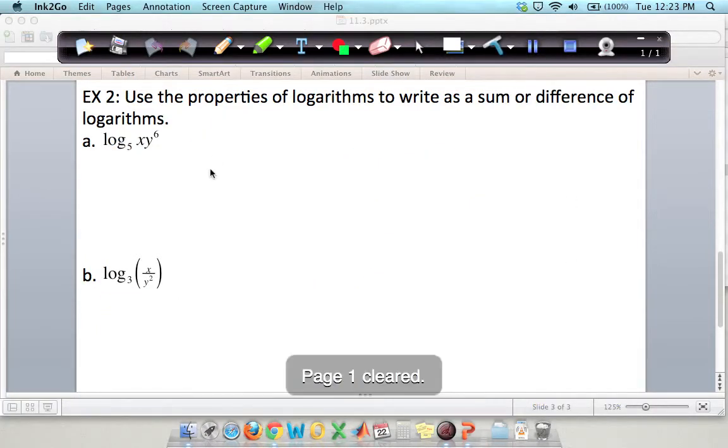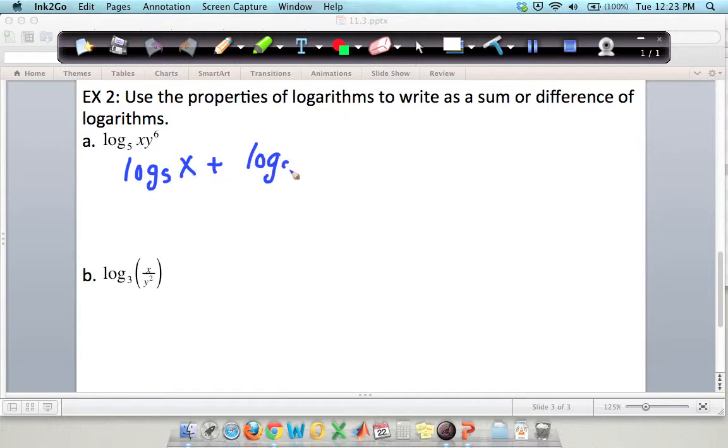Okay, now I'm going to do the opposite. I'm going to go from 1 log and expand this out. So in this case, the first thing I'm going to do is deal with this multiplication and write this as log base 5 of x plus log base 5 of y to the 6th, because that 6 only goes with the y, it does not go with the x. And now I'll move that exponent out in front, so it'd be 6 times log base 5 of y.